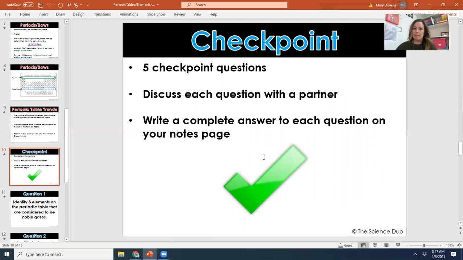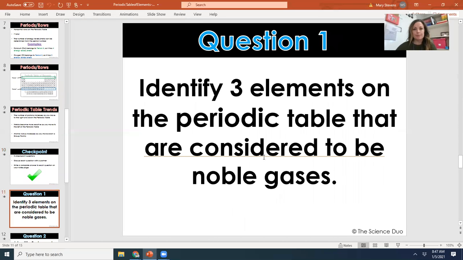All right, so let's do our 5 checkpoint questions to make sure we understand what we talked about today with the periodic table. Identify 3 elements on the periodic table that are considered to be noble gases. What you are going to do is take your periodic table. You're going to find group 18 over here. And all of these are going to be your noble gases. We start here with helium, then we have neon, argon, xenon, radon. All of those are going to be noble gases.